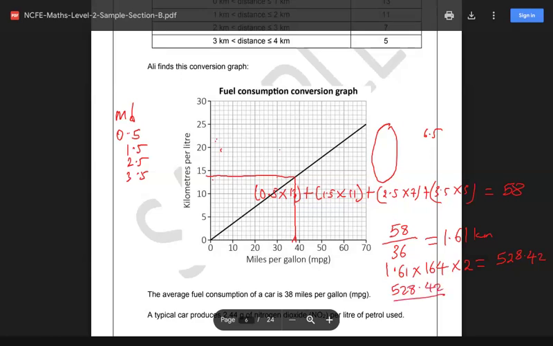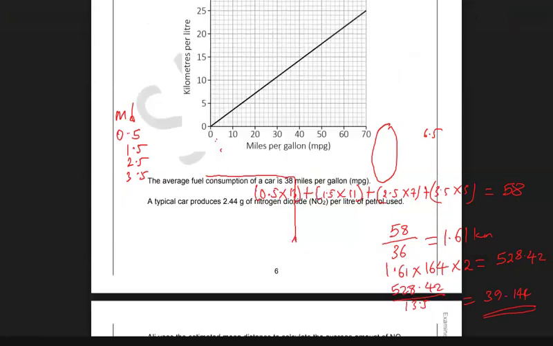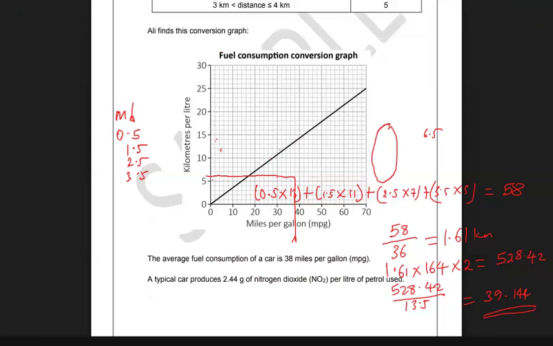528.42 divided by 13.5. That gives you 39.144. Then it says that this one also produces 2.44 grams of nitrogen per liter. So this one is per liter. You now do 39.144 times 2.44. That gives you 95.5 grams.